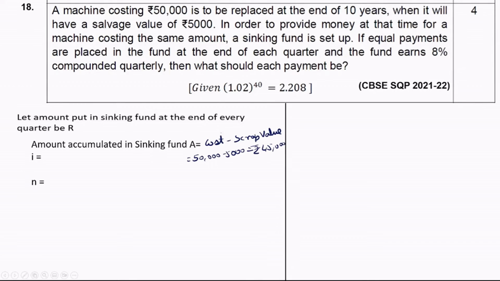And then we have i as the fund earns 8% compounded quarterly. So i will be 8% divided by 4. It is 0.08 by 4, which is 0.02. And then n is, should be replaced at the end of 10 years. Payments are made at the end of each quarter. So n is 10 into 4 equal to 40.